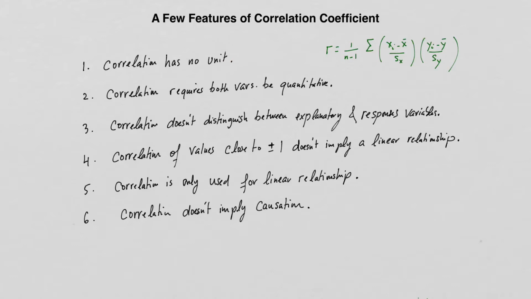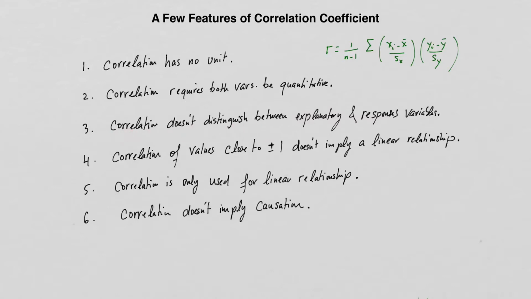Second, it goes without saying that the correlation requires that both variables are quantitative. As a matter of fact, the formula for R is this, and you will never be able to add variables that are qualitative. It's silly. So both variables have to be quantitative.